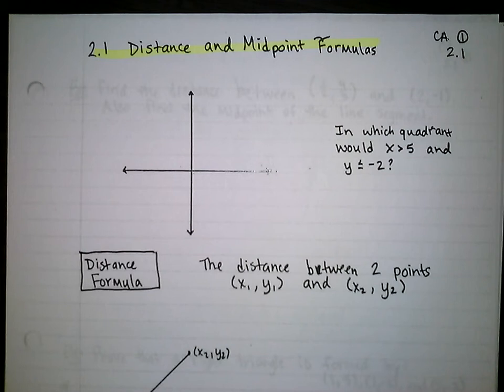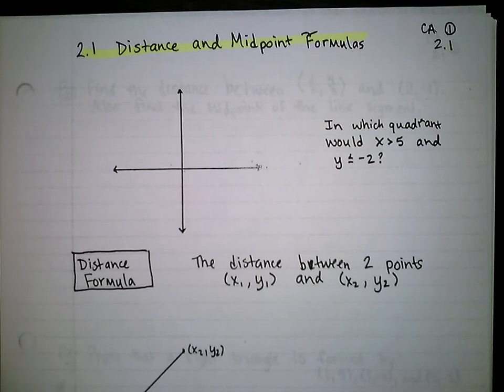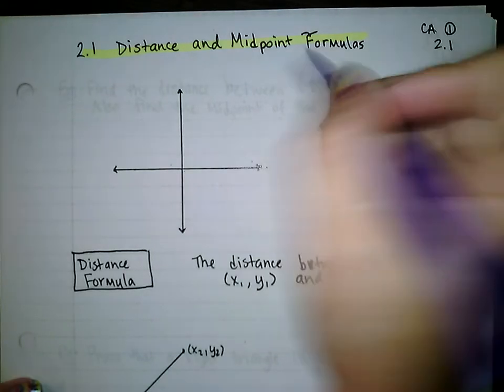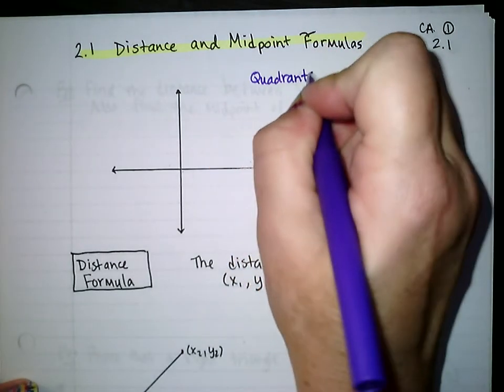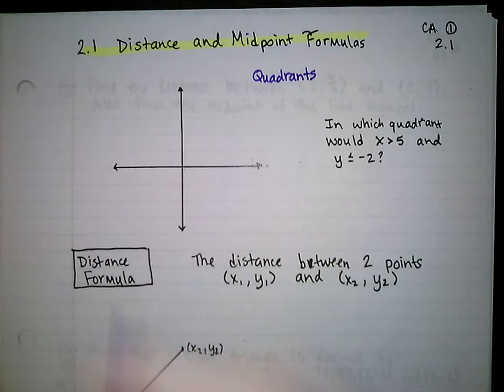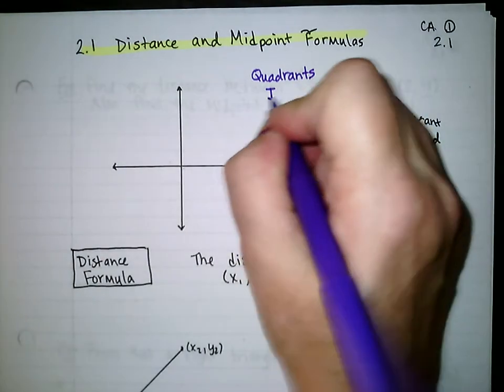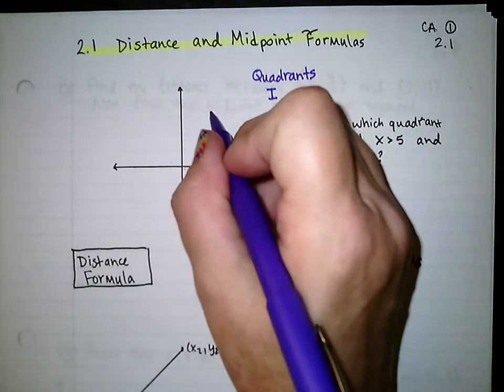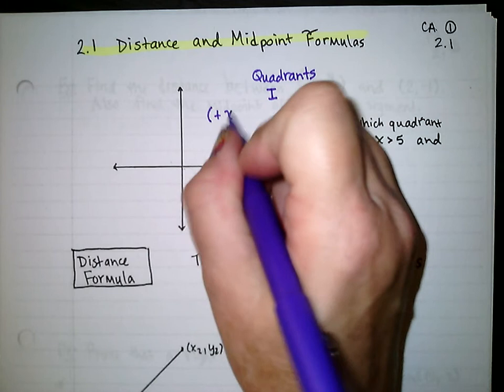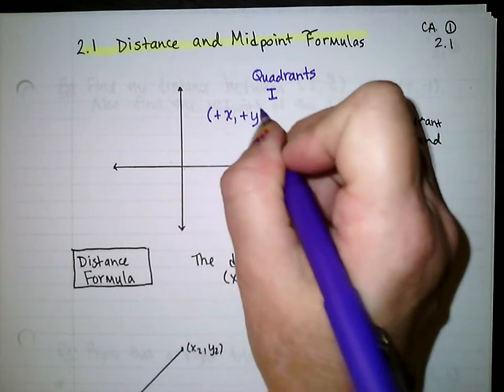Section 2.1 in college algebra is going to cover the distance and midpoint formulas. So we want to start out talking about just the coordinate plane here. And I want to remind you where the quadrants are. When we label quadrants, we use Roman numerals. Quadrant 1 starts in the upper right section. In quadrant 1, all of your x coordinates are positive and all of your y coordinates are positive.